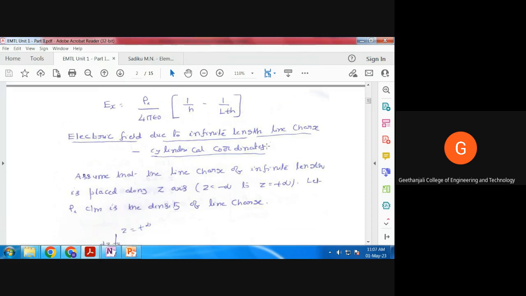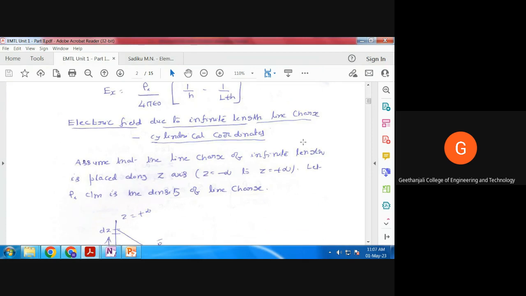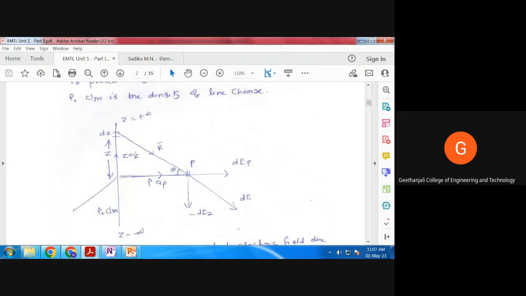So for the electric field due to an infinite length line charge, we want the expression in cylindrical coordinates. Now this is the infinite length line charge placed along the z-axis, extending from z equal to minus infinity to z equal to plus infinity. So I'm considering a differential length dz at a distance of z meters above this z equal to 0 plane, assuming that the line charge is placed along the z-axis. Let r be the vectorial distance from dz to point P, and the perpendicular distance from point P onto this line charge is rho.